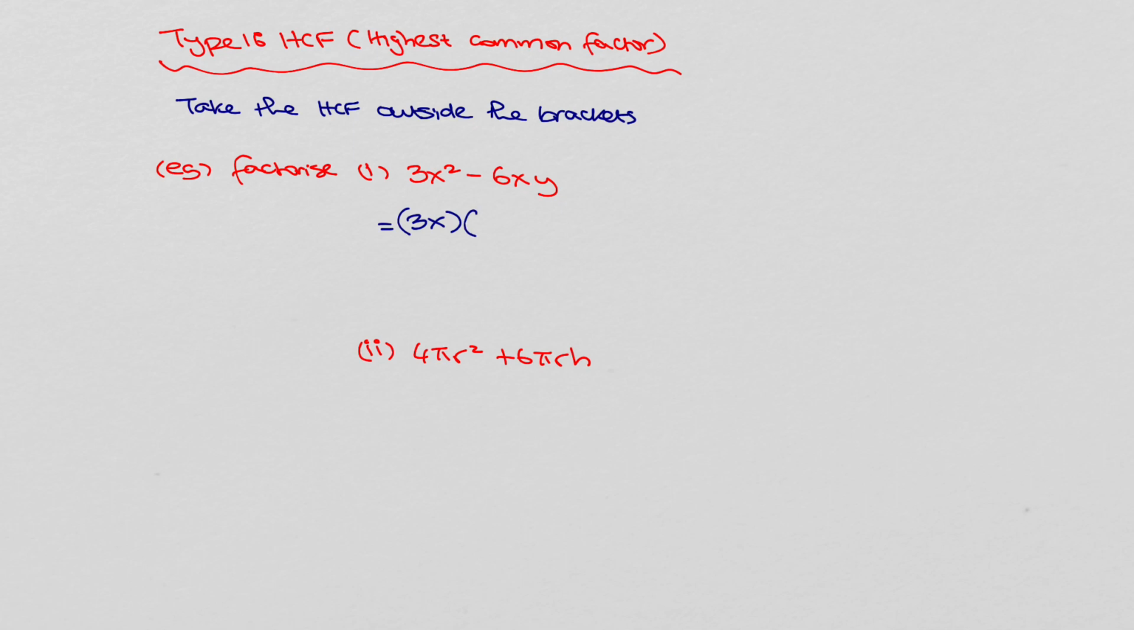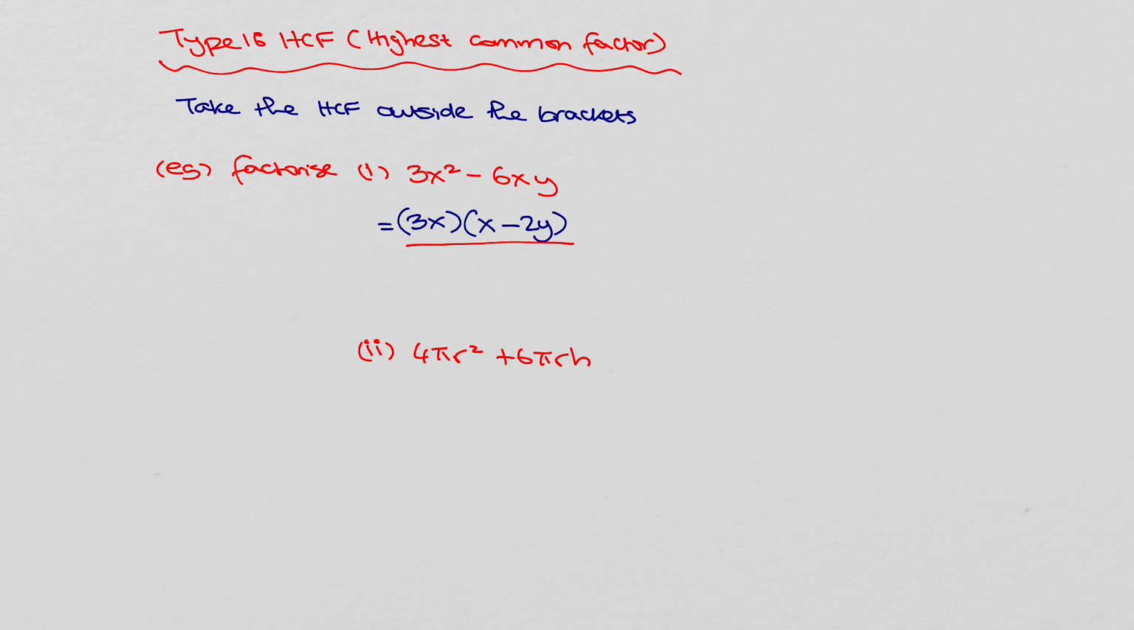And if I look at what's left behind, in other words, what multiplies by 3x to give me 3x squared? Well, that's x. And what multiplies by 3x to give me minus 6xy? Well, that's going to be minus 2y. So now I am fully factorised. These are my two factors. 3x multiplied by x minus 2y will give me 3x squared minus 6xy.